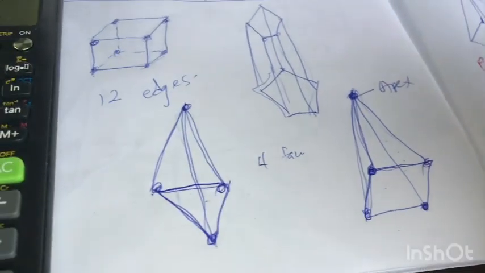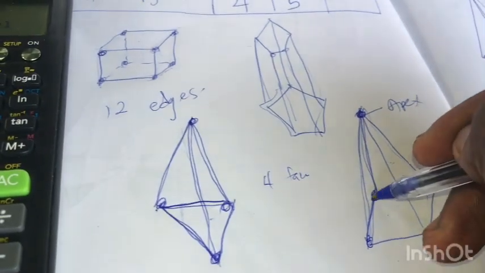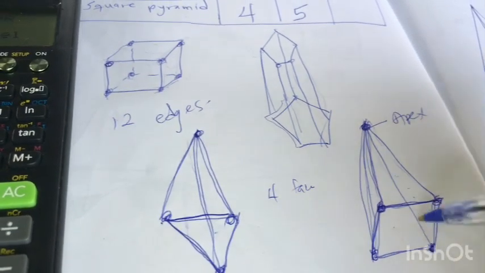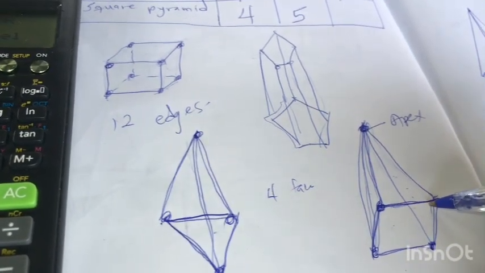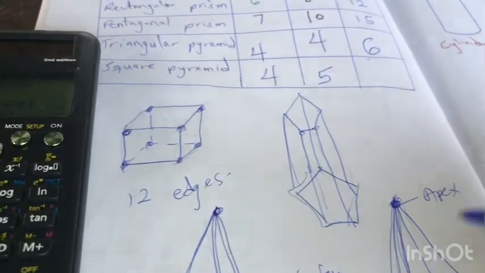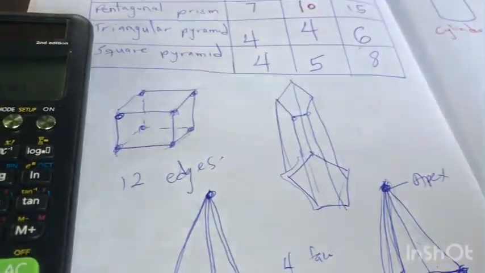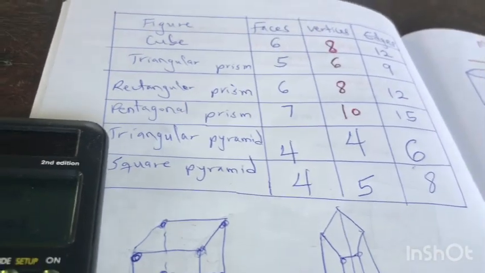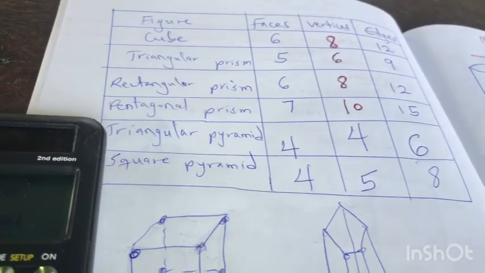Then the edges, the lines. Okay, the square has 1, 2, 3, 4, and the top part has 1, 2, 3, 4. So how many are they? 4 plus 4, 8. Okay, so 8 edges. Please, I hope you are following closely. Yes, so this is the table. Very good. Let's move to the next one.